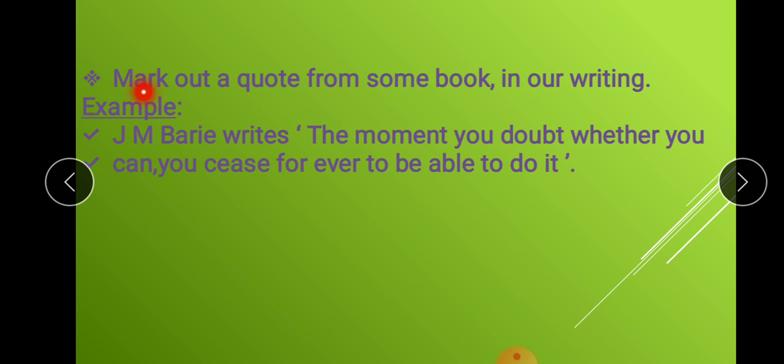It is also used to mark out a quote from some book in our writing. Example: J.M. Barrie writes, 'The moment you doubt whether you can, you cease forever to be able to do it.' Now this is written by this writer in his book. Now we are writing in our book. So whenever we are writing some quote from others' books in our book, it can be written in single quotation marks.